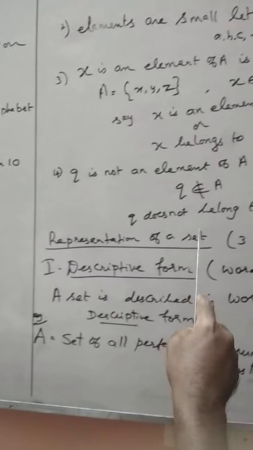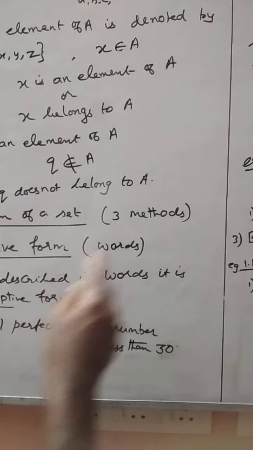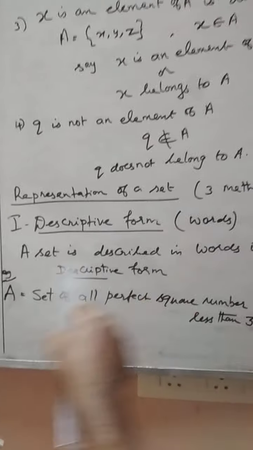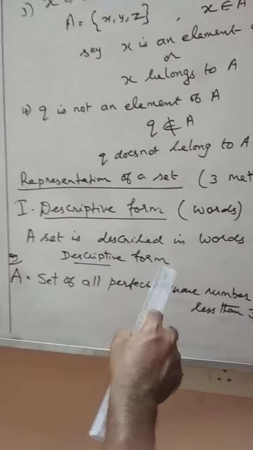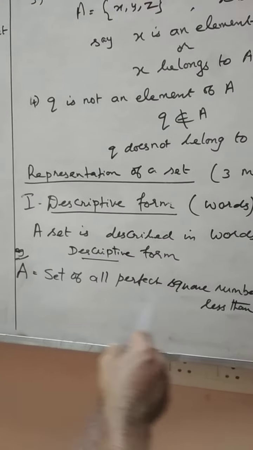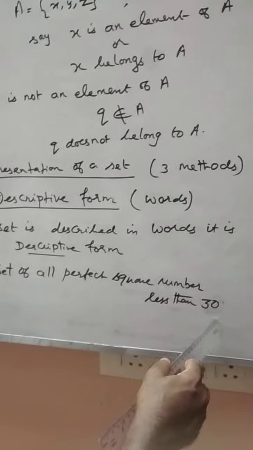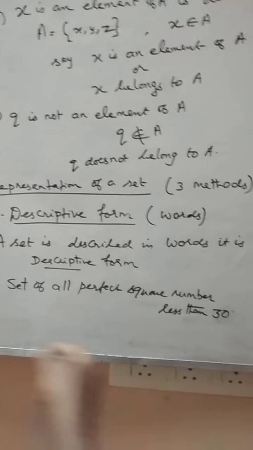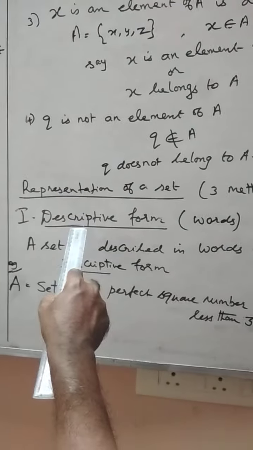Then representation of a set. There are 3 methods to represent a set. First method, descriptive form. Descriptive form means we write it in words. A set is described in words. See, set of all perfect square numbers less than 30. So you write it in words. This is descriptive form.